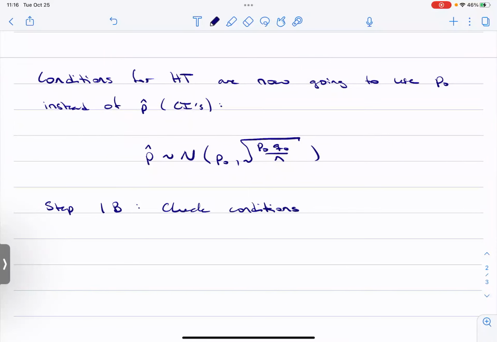Our conditions are the same as for the confidence interval. As soon as we're dealing with a sample proportion, does it follow a normal distribution? Then we're going to check the same conditions, which are independence and then the success-failure condition. But that success-failure condition is going to be using p naught instead of p hat this time.